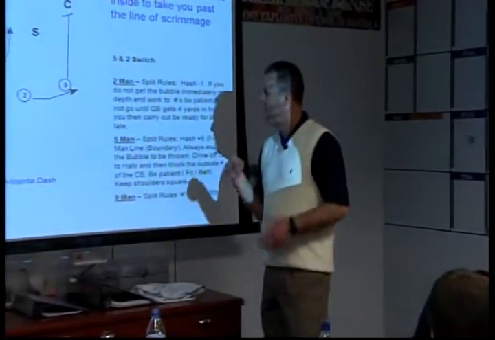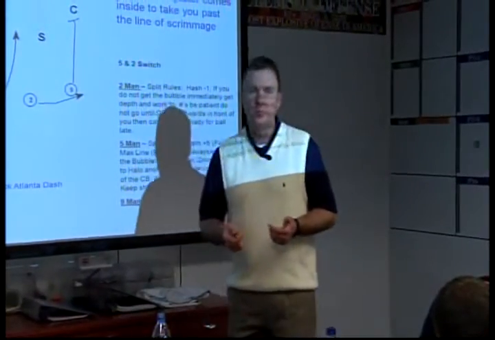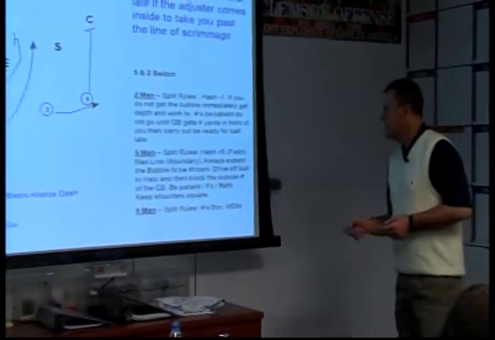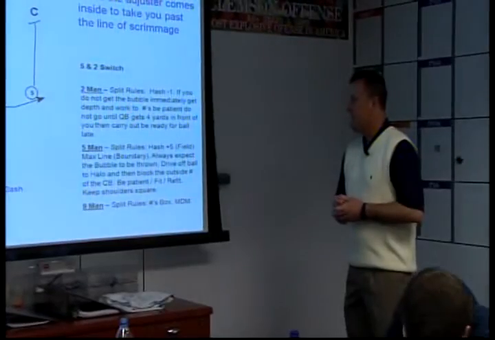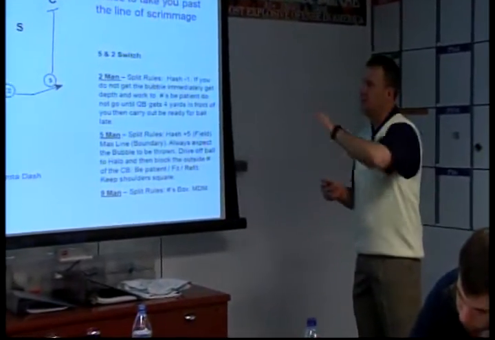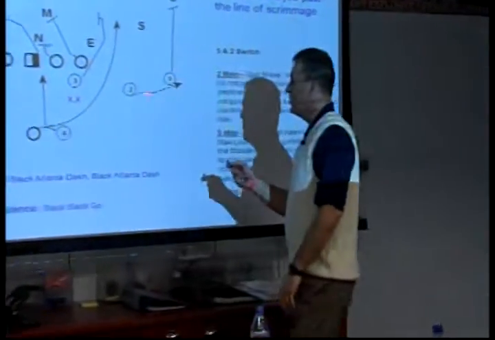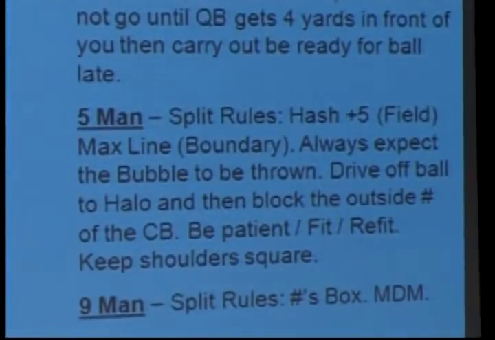The 5-man's job is always assume a bubble throw. Always assume the bubble throw. Your split rules are +5 off the hash, blocking for the bubble. It's no different for you guys as if it was deuce Atlanta, where it's a 2-man surface side and we got to throw the bubble off of it.